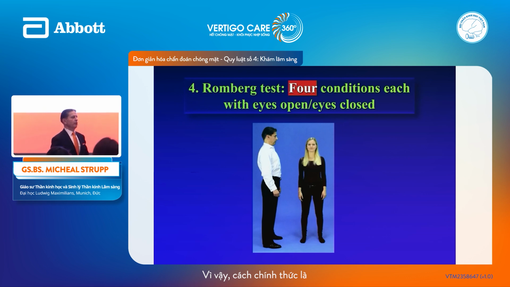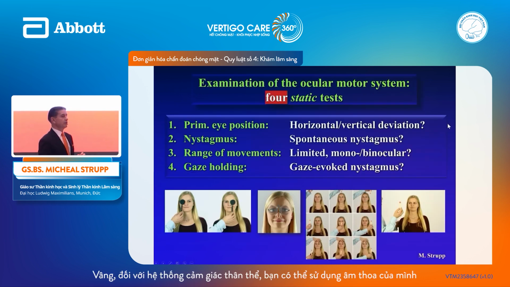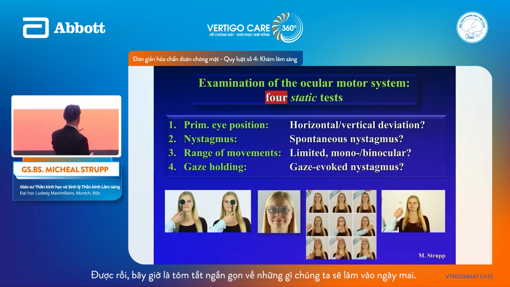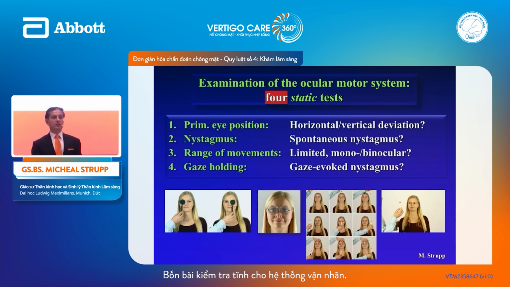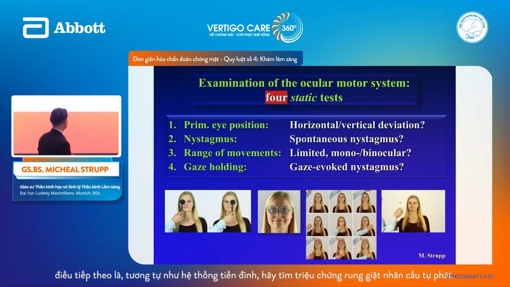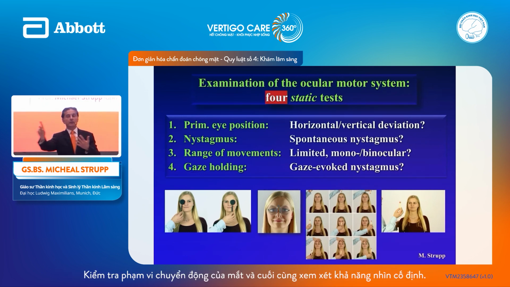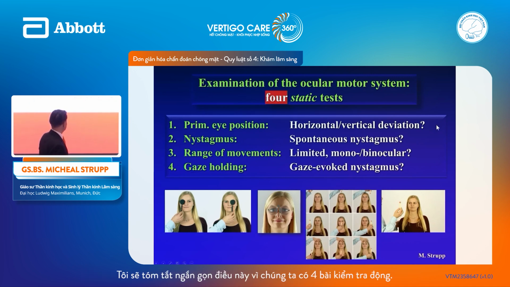So the official way, for the somatosensory system, you can use your tuning fork. Now a brief summary of what we will do tomorrow extensively, the 4 static tests for the oculomotor system. First, you do a cover test to look at a vertical deviation. The next thing, similar to the vestibular system, is to look for a spontaneous nystagmus, examine the range of eye movements, and finally look at gaze holding function. I will just briefly summarize this.